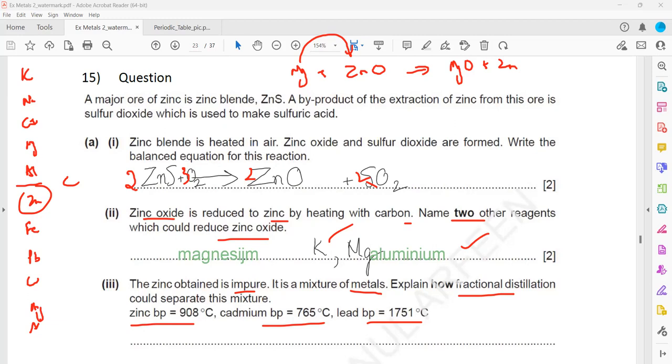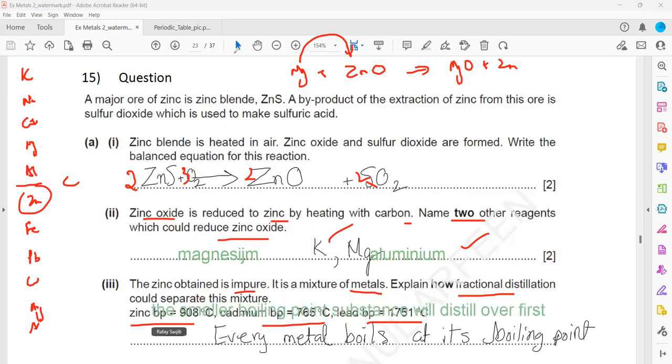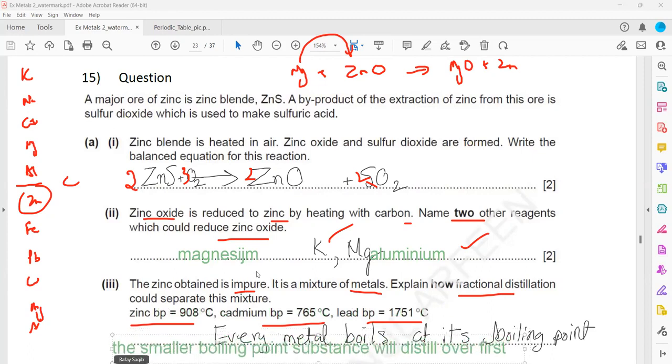So they will boil at different temperatures. First the cadmium will distill off. Every metal boils at its boiling point. That is 1 mark. The smaller the boiling point, the sooner the substance will distill off. That's right. So cadmium, then zinc, and then the third one.